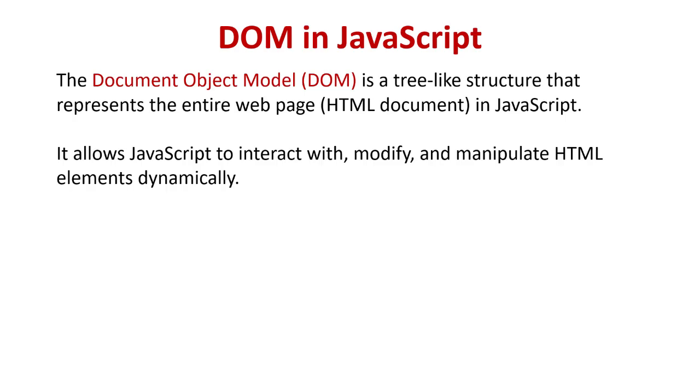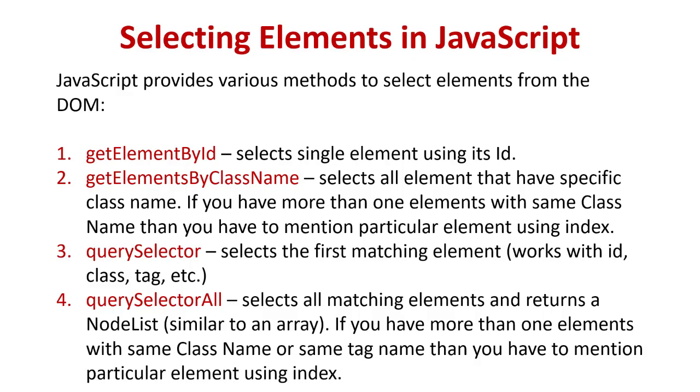The Document Object Model (DOM) is a tree-like structure that represents the entire web page HTML document in JavaScript. It allows JavaScript to interact with, modify, and manipulate HTML elements dynamically. Selecting elements in JavaScript. JavaScript provides various methods to select elements from the DOM.